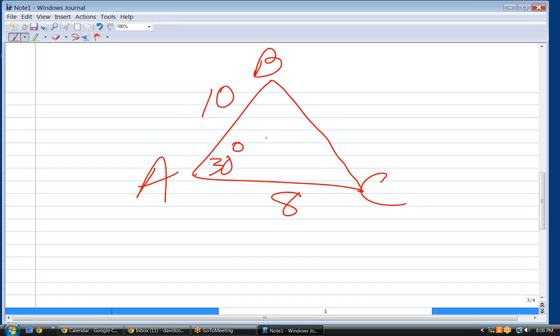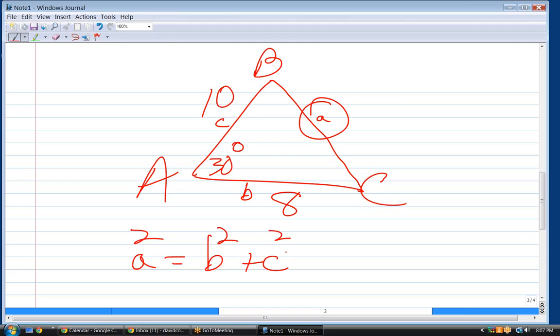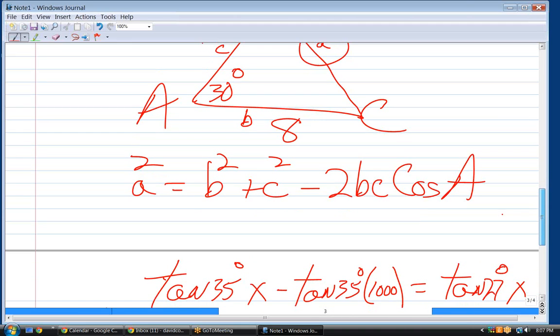Okay. We'll label the side opposite big A as little a. Label the side opposite big B as little b. And this is little c. So since we're trying to solve for a, it's a squared equals b squared plus c squared. It kind of starts out a little bit like the Pythagorean theorem. But then you've got to subtract 2bc cosine of A.